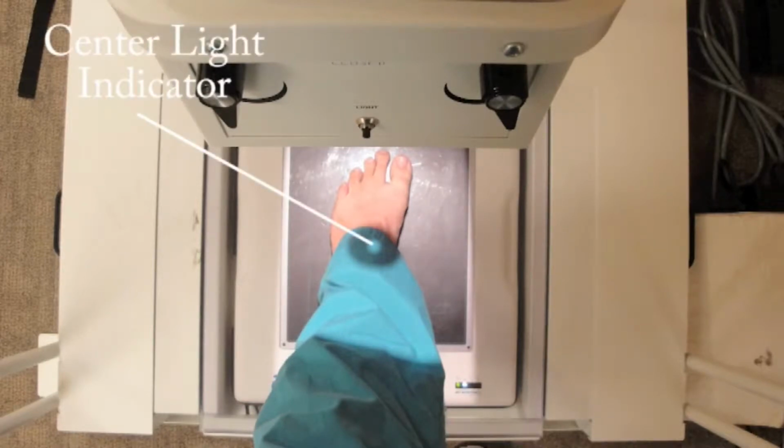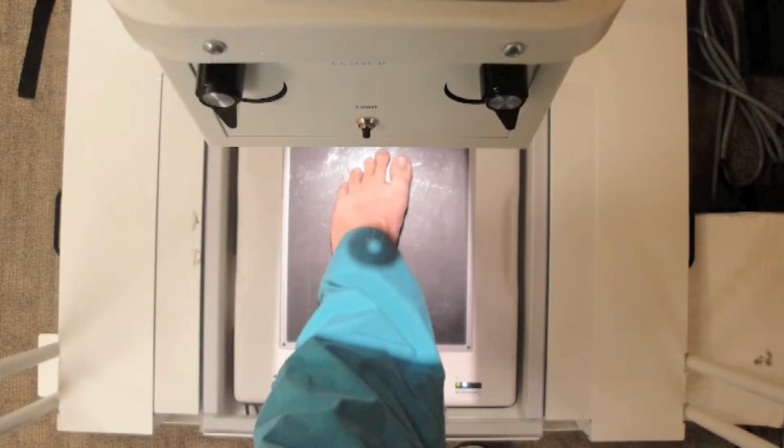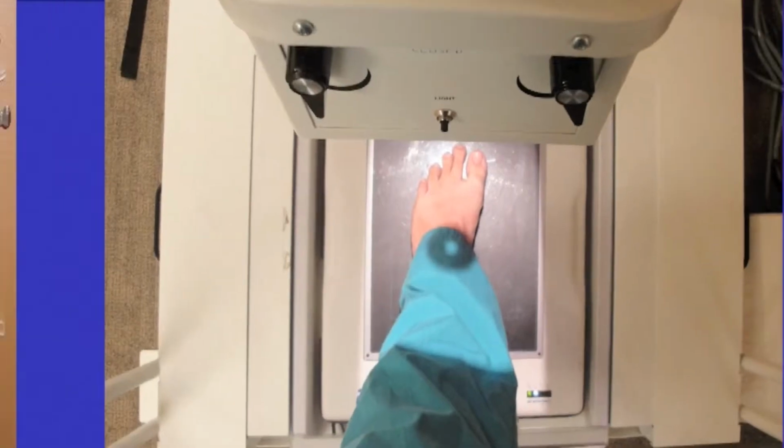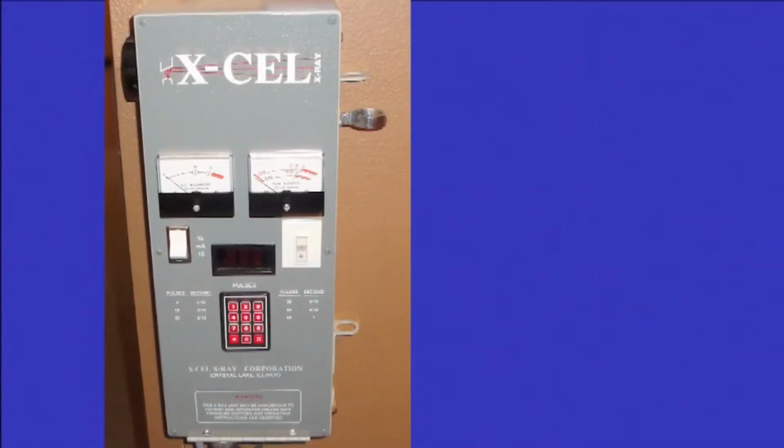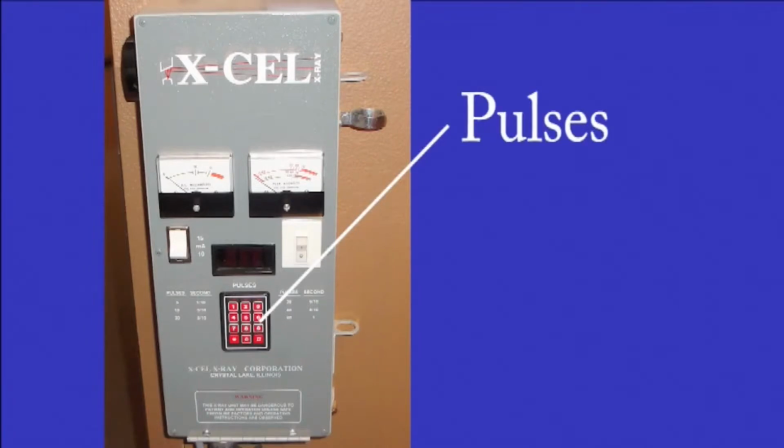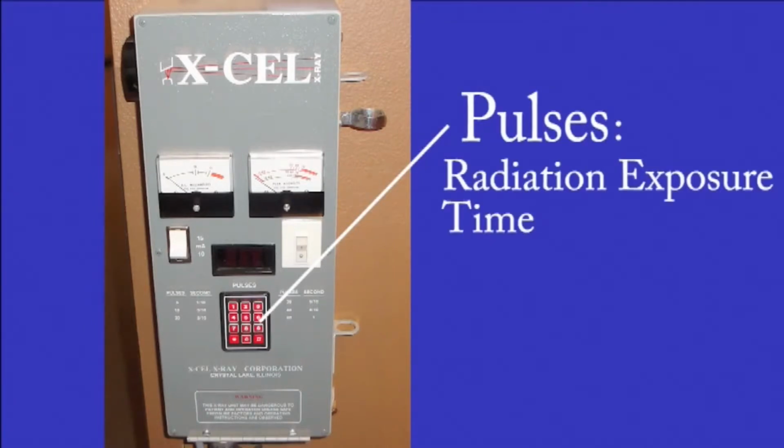Place this middle of the beam indicator in the middle of the foot so you ensure proper placement. Whatever is in the light will be radiated, so make sure you calibrate the beam to fit only the part of the body you want. When the light rests right and your patient is in place, you will then need to go to the wall-mounted portion of the X-ray machine and calibrate your pulses. The pulses is the exposure time to the radiation wave.